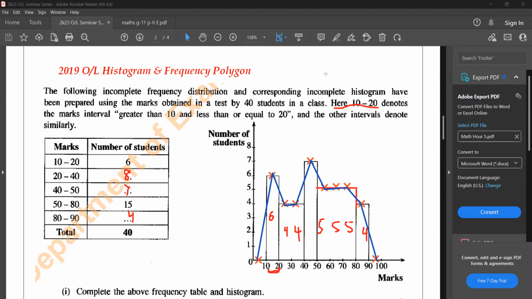Can't you guys see the screen? It's visible, right? If you can't see the screen, just tap on the small window if you are on a mobile phone, and you'll be able to see the screen. So I guess the frequency polygon is also clear.